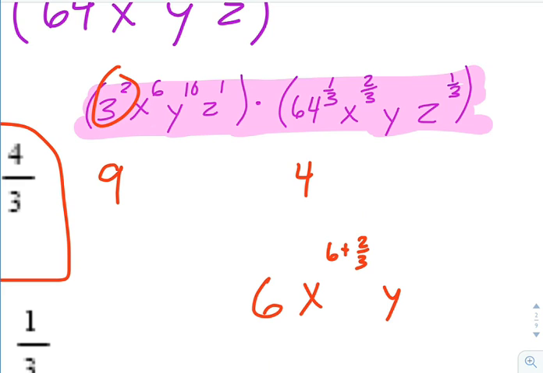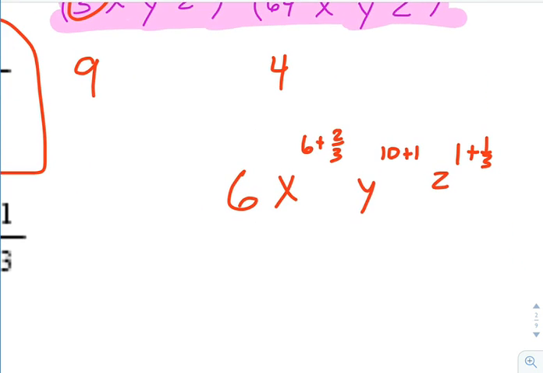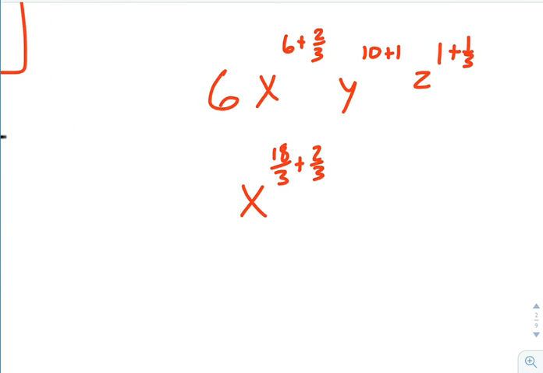And we're going to have y to the 10 plus 1, because we're adding the 10 and the 1 here off the y, right? And we have z to the 1 plus 1/3. Well, here's a little fraction review for you. You can use the calculator and add it in the calculator, no problem. But 6 plus 2/3 is like 18/3 plus 2/3, right? Because 18 divided by 3 is 6. And then you end up with 20/3. That's how you get that 20/3 in the answer.